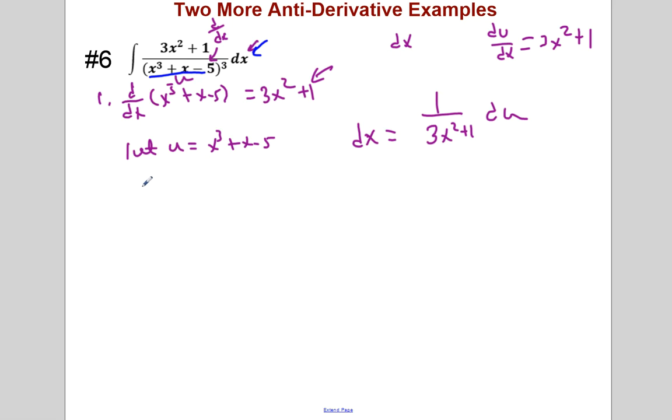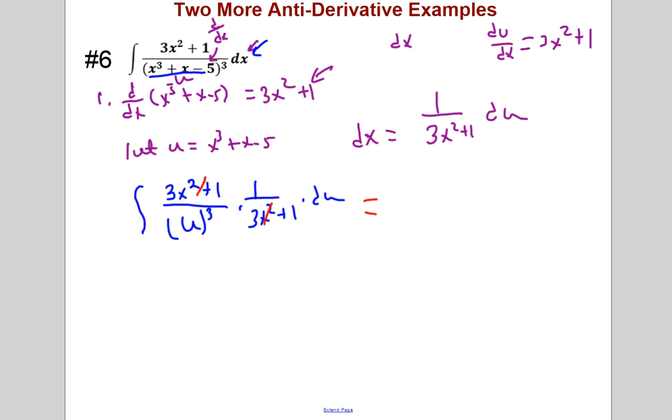Here is my new integral with substitution. I'm still going to have the 3x squared on the top. I'll do it step by step. They're going to cancel out. But I'll go ahead and do this one last time and show you how they cancel out. And this is going to be u to the third power. So I'm in violation of a few rules here. And this right here is just 1 over 3x squared plus 1 times du. We're treating it like a fraction. Well, of course, this and this cancel out.